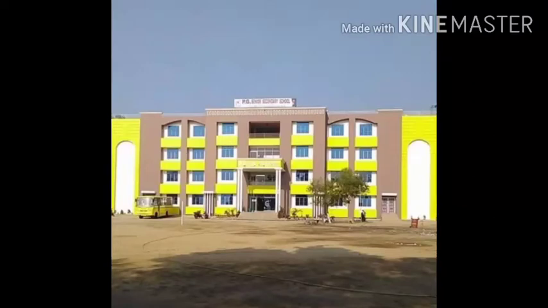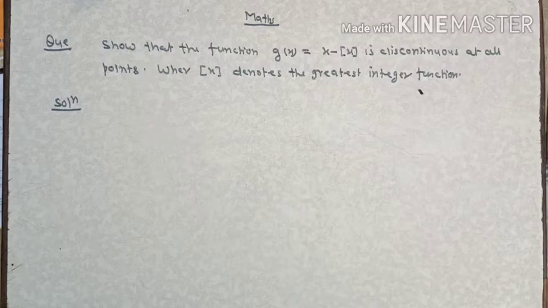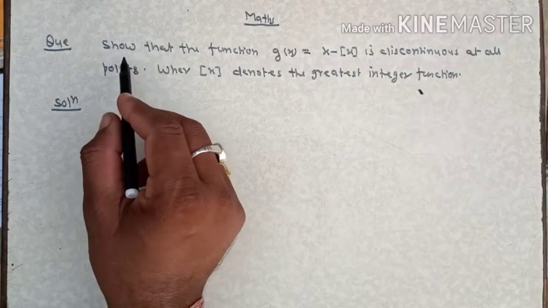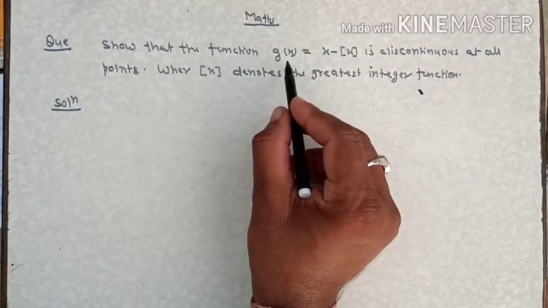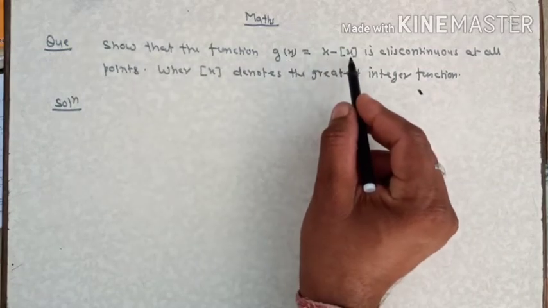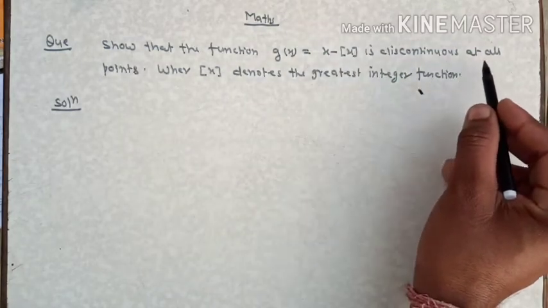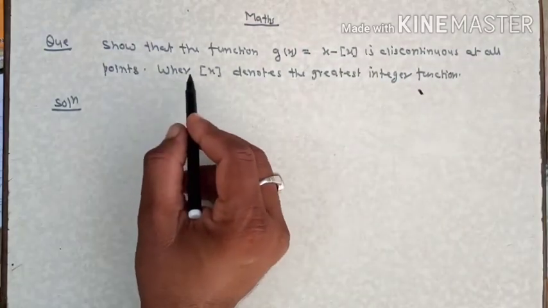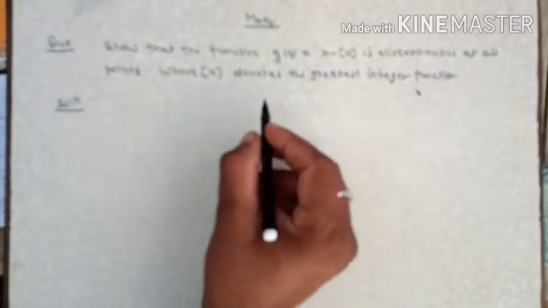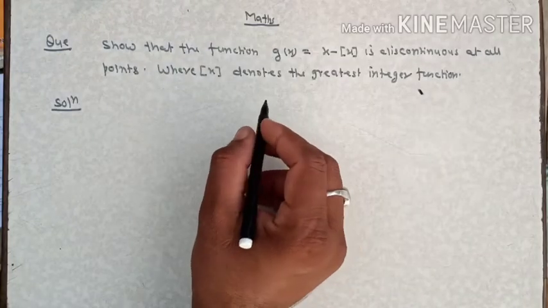Good morning, students. Today I want to solve some problems of NCERT. So here, show that the function g(x) = x - [x] is discontinuous at all integer points, where the bracket denotes the greatest integer function.